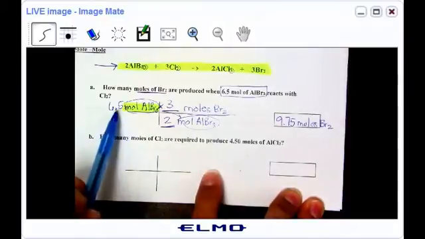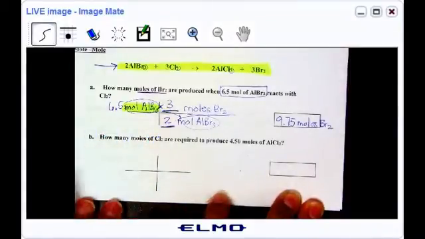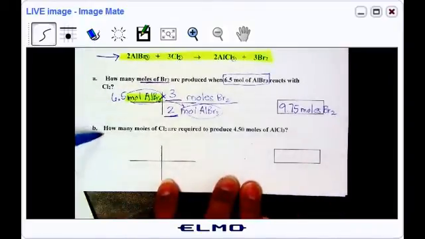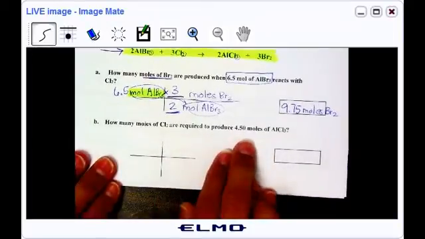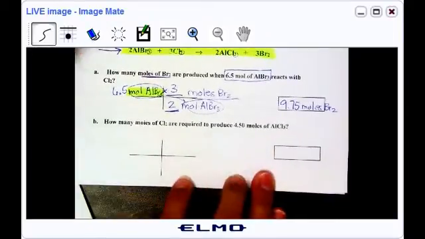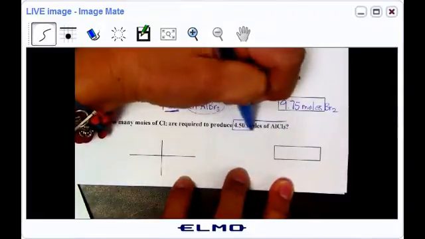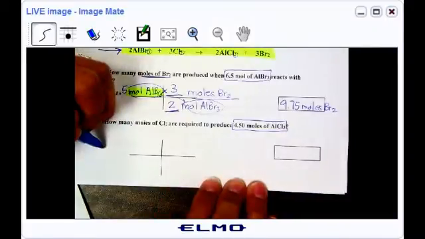Okay, and all I did was 6.5 times 3, divided that number by the bottom number. Next, it's asking you how many moles of Cl2 are required to produce 4.50 moles. Okay, you really don't have to read the question at all. You need to identify what you are given. That's the number given, and it always goes in your top left-hand box.